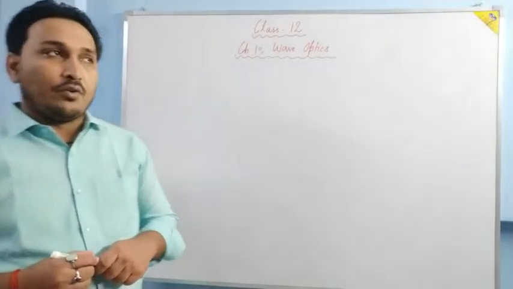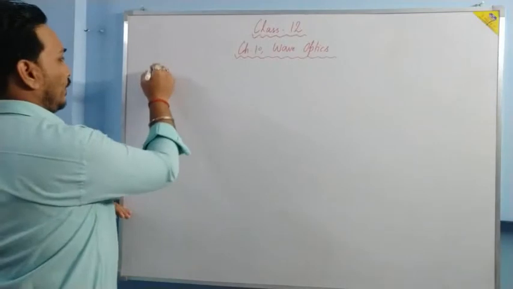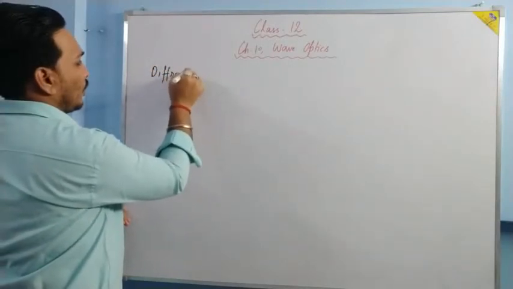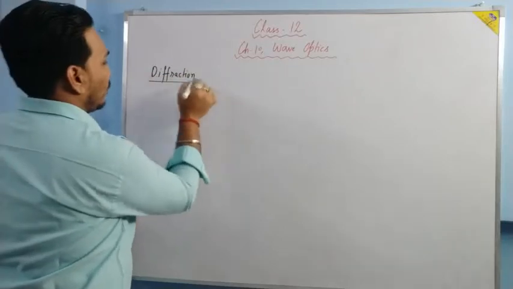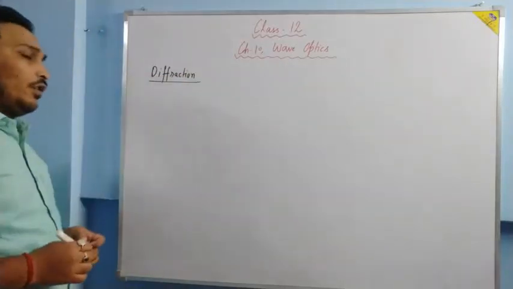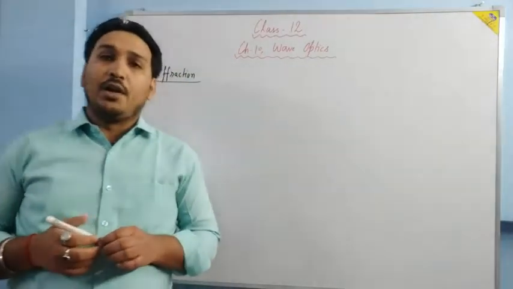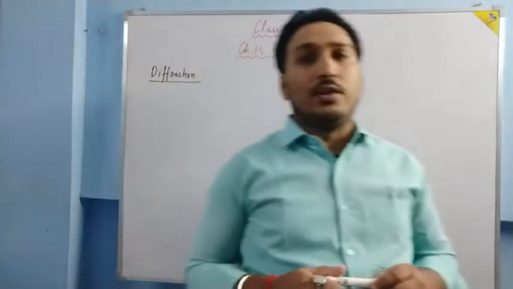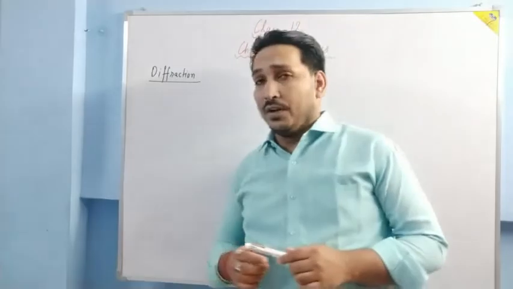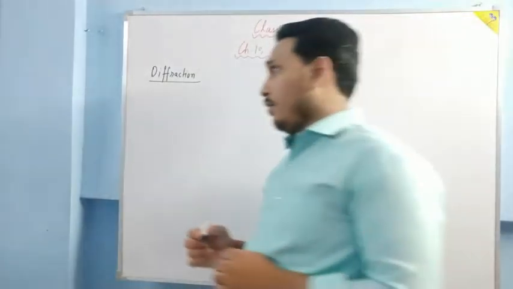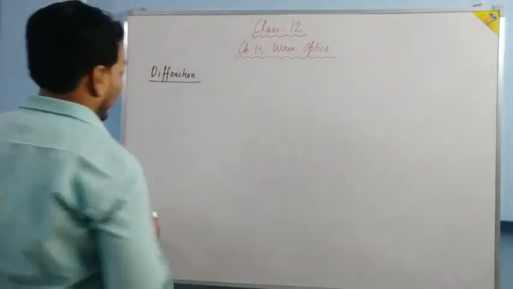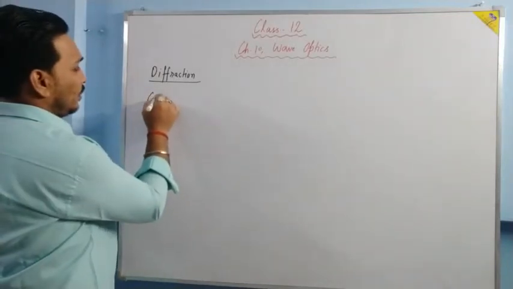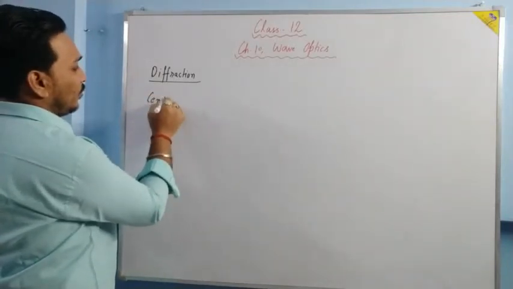In the last part we talked about diffraction. What we learnt in diffraction is that the bending of light through the sharp edges of an obstacle or through a narrow slit is called diffraction. We have derived the formula for the position of maxima and minima also. At the center, the central maximum is formed.